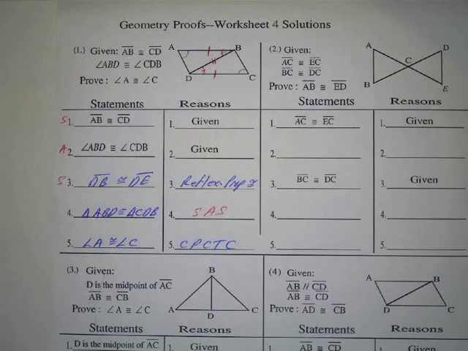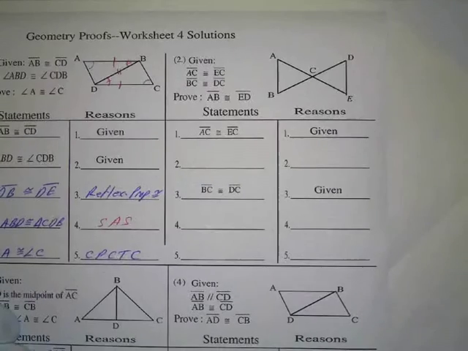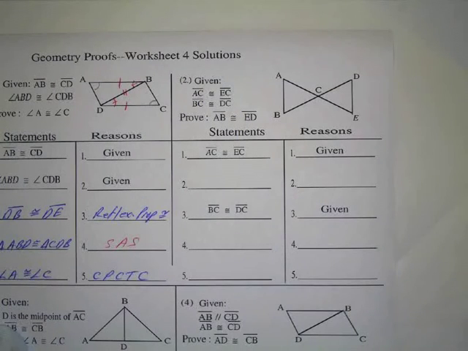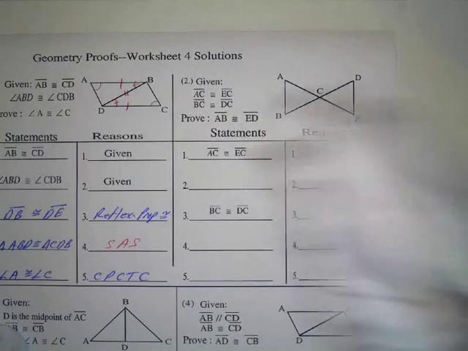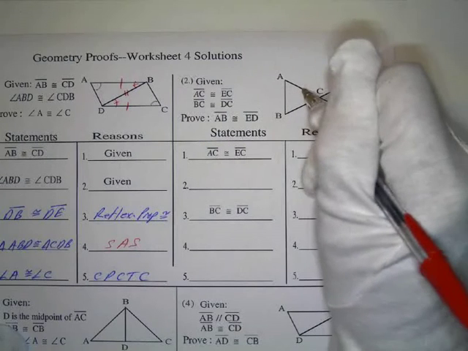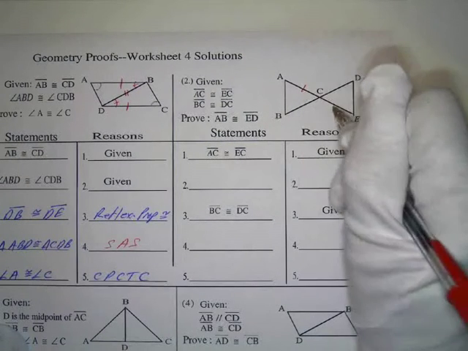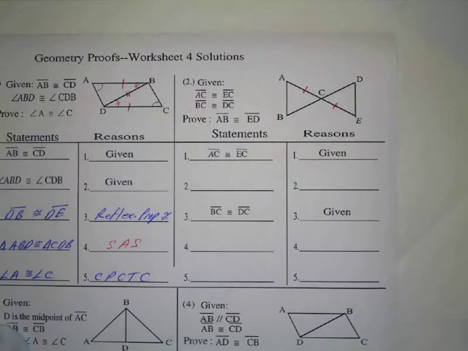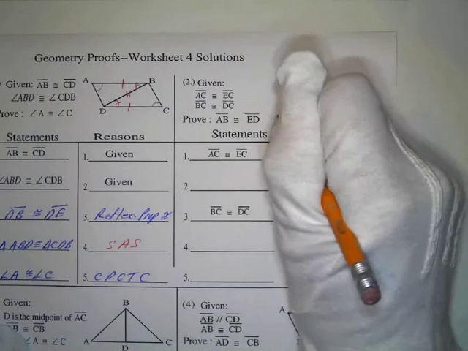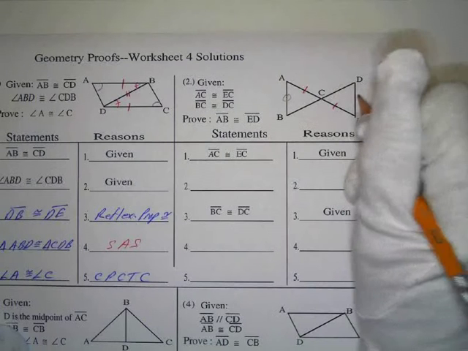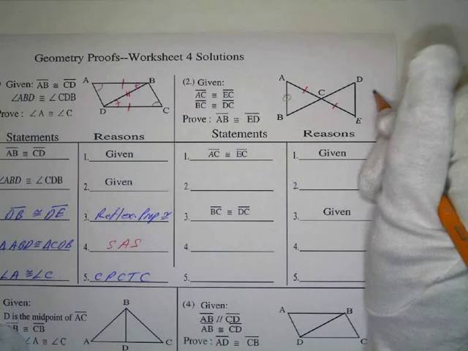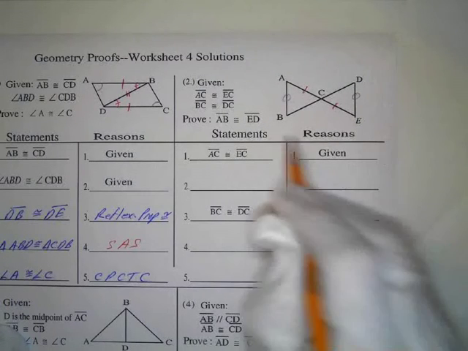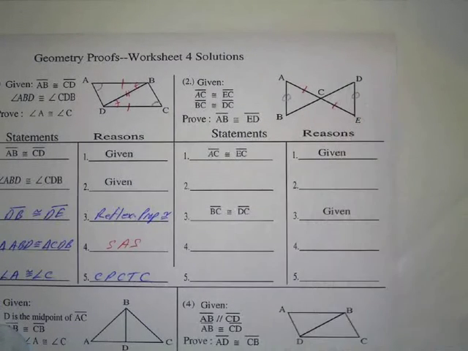Let's take a look at number 2. And number 2, we're given that AC is congruent to EC, so I'll mark that on my sketch because I gave that here as given. AC is congruent to EC. Now we're trying to prove that AB, let me mark that, is congruent to ED. So I'm trying to prove that AB is congruent to ED.